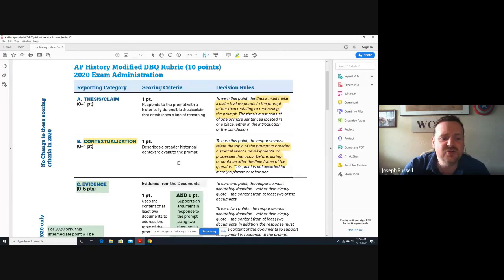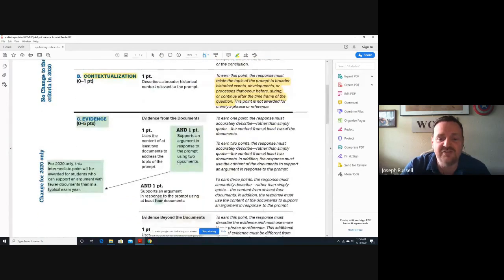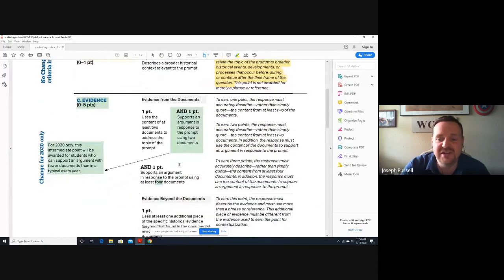All right, so let's move on to the evidence portion. Now, the evidence portion for a DBQ is where the bulk of the points are in any given year, but there are a lot of them associated with it this year. 5 potential points that you can earn here. And they've added a couple of things.